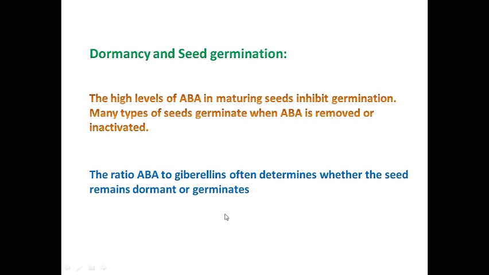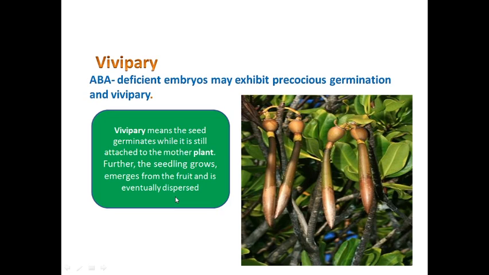Let me explain this. The ratio of ABA to gibberellin determines whether the seed will remain dormant or germinate. What happens if the ABA concentration is high? The seed does not germinate, and it remains dormant for a long time. On the contrary, if the gibberellin concentration is high, it allows the seed to germinate and breaks its dormancy. So this is it. Now coming to the next role of ABA, that is vivipary.